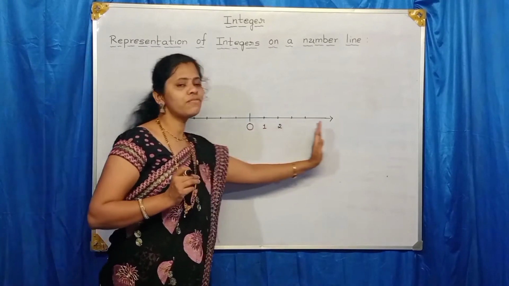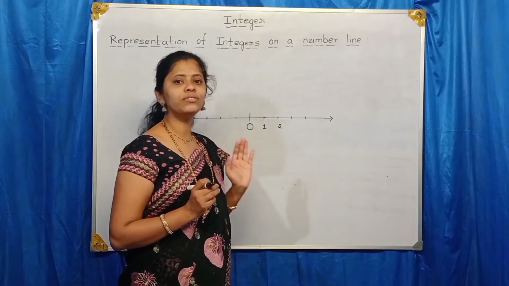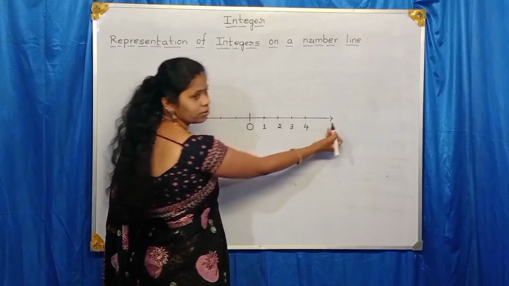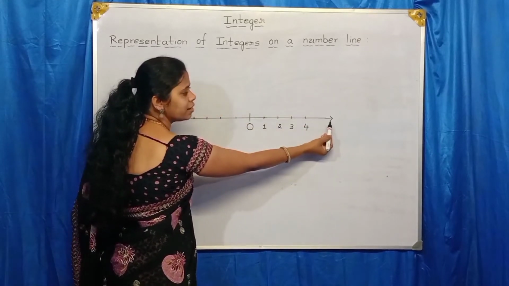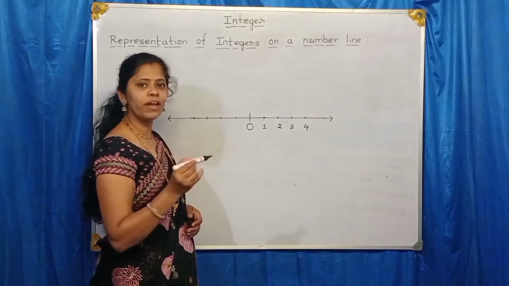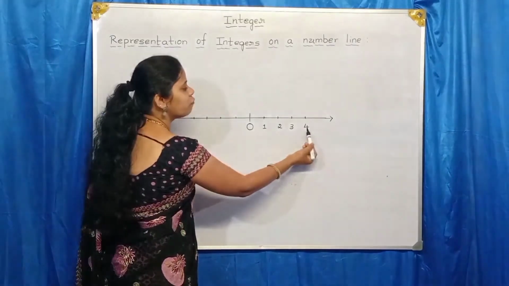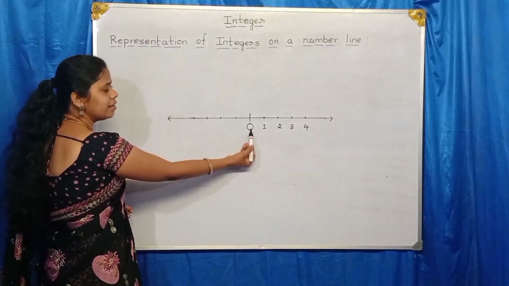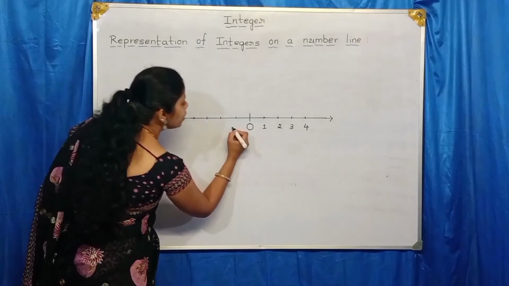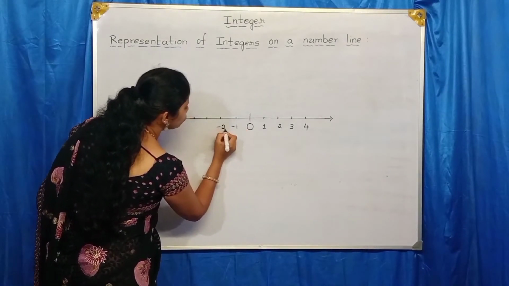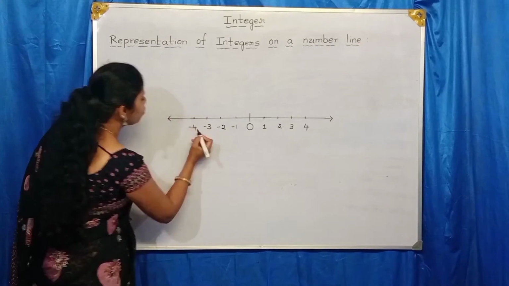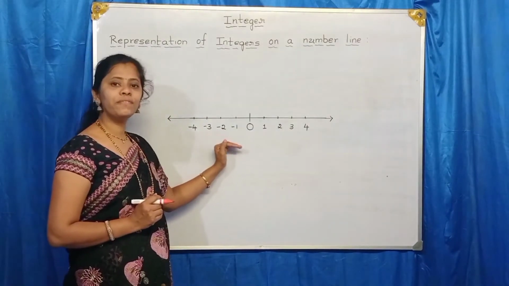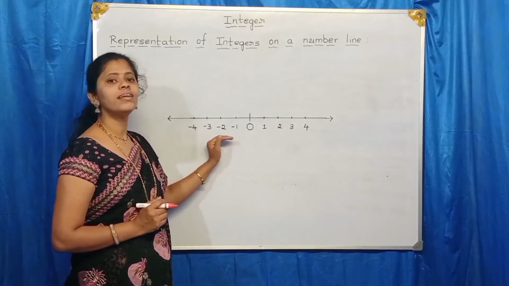Now, on the right side of 0, let me write the positive numbers. That is 1, 2, 3, 4 and so on. The arrow mark represents the continuation of the numbers. It means 3, 4, 5, 6, 7, 8, 9 and so on, like that. And on the left side of 0, let me write -1, -2, -3, -4 and so on. Okay? This is the way to represent integers on a number line.